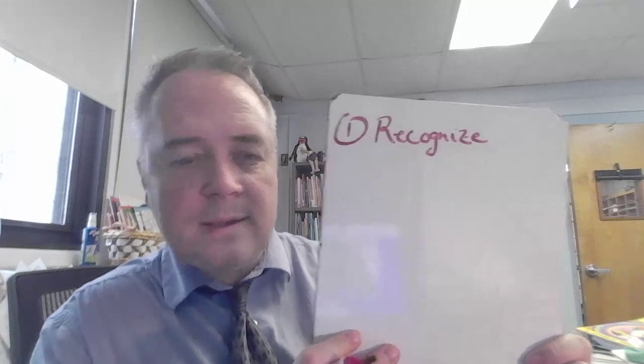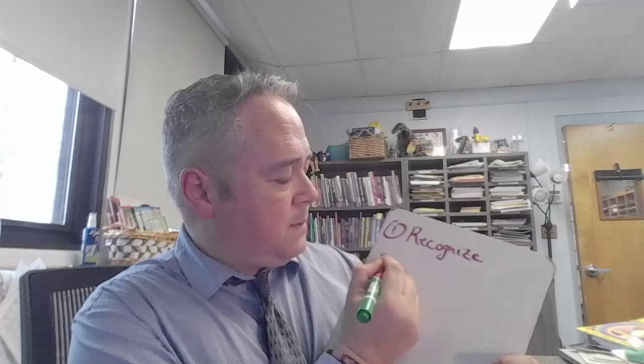Okay. So if you're making a connection between two texts, the first thing you do is you have to recognize that there's a connection. See what it is. Like something reminds me of something. And so just like know that, right? And name it.